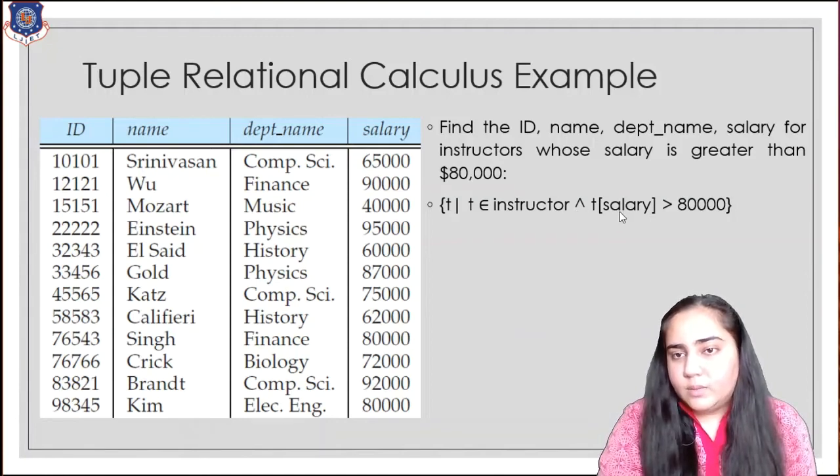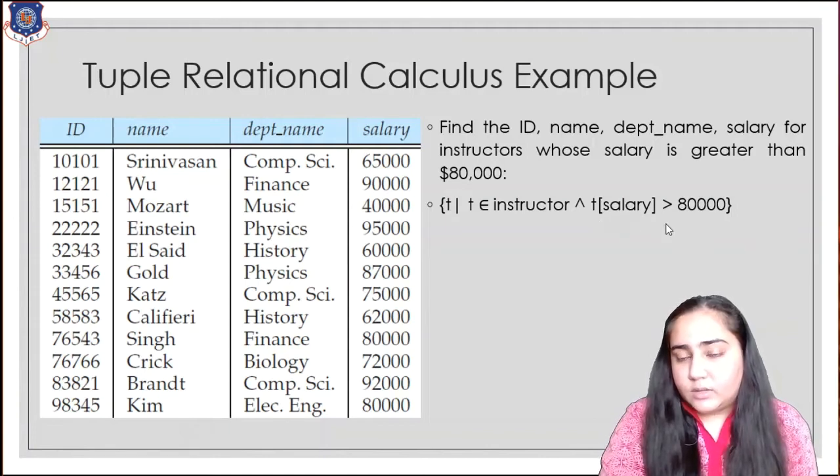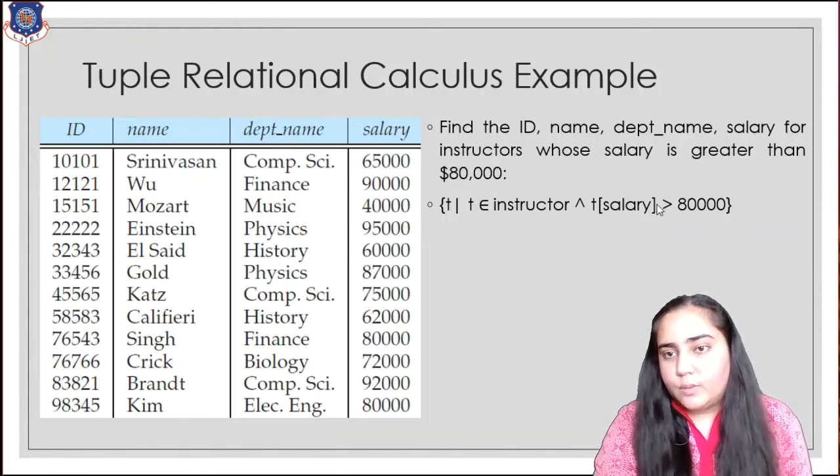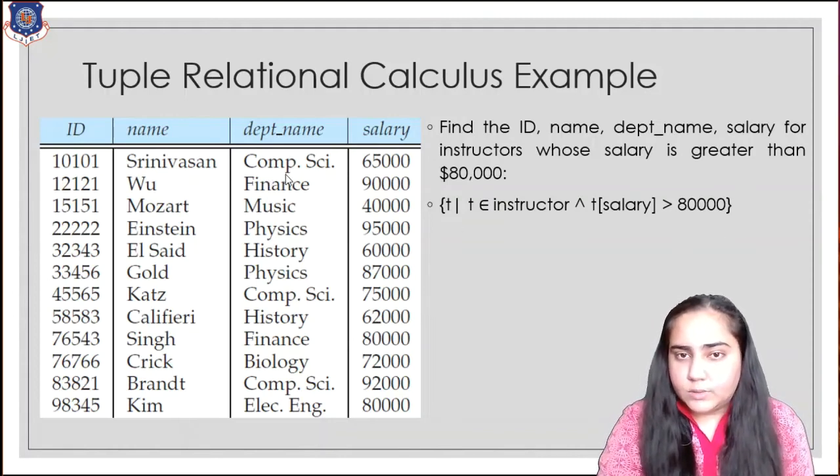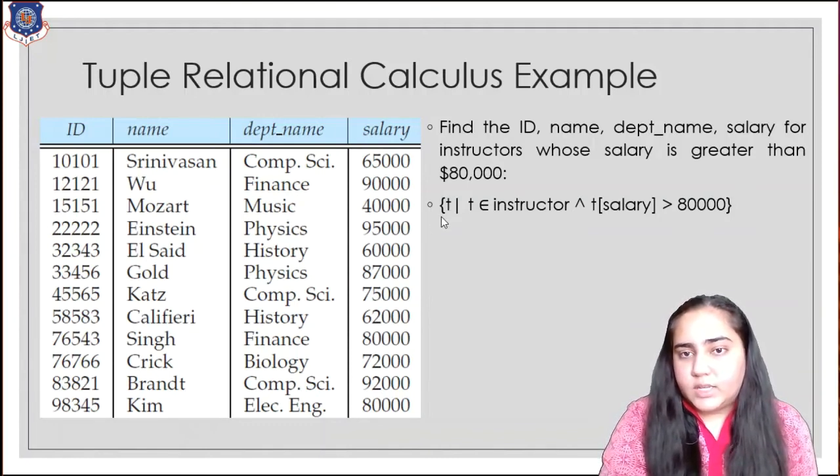And the second part is also something that needs to be checked. So T of salary, which means for the first row, what is the salary? The salary is 65,000, which is not greater than 80,000. And so the first row is discarded. But what about the second row? The next time this is applied on the second row, and T is equal to this second row.